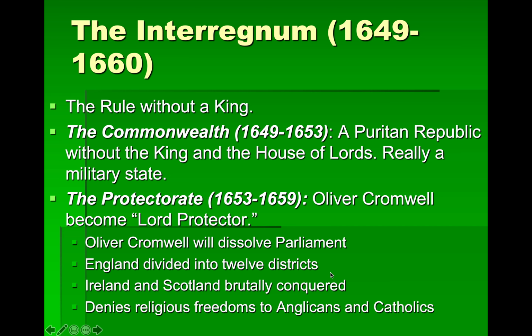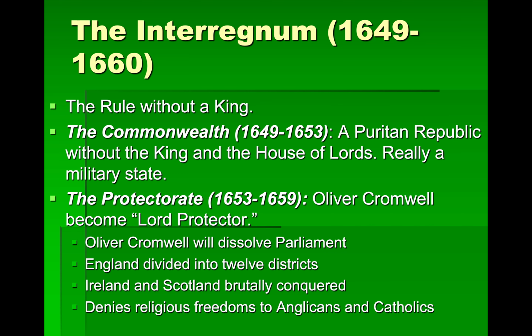He's going to divide England up into 12 districts. He's going to conquer Ireland and Scotland quite brutally, deny religious freedoms to Anglicans and Catholics. And so it's going to be really interesting that Oliver Cromwell, like I said, is going to rule in a very hypocritical way, because he's going to be kind of enacting some of the legislation that he complained about: not granting religious freedoms, not allowing Parliament to have a say in policy. All right, so the Protectorate, it really is a dictatorship. Okay, and Oliver Cromwell is ruling in a very similar fashion to Charles.